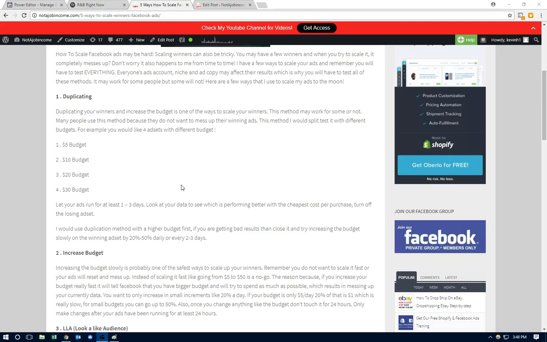Duplication doesn't always work. It works for some, doesn't work for others. But again, you want to test these methods. You don't want to stick with one scaling method. You always want to test all of them. If you know all 5 of them, test all 5 of them. So for duplication, this one is the really basic scaling.